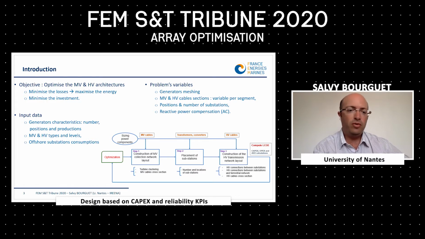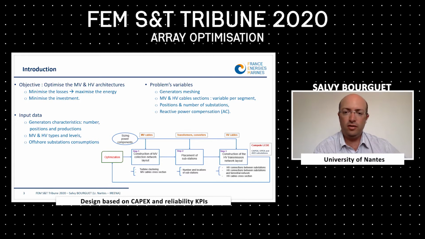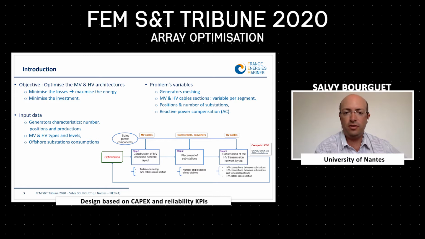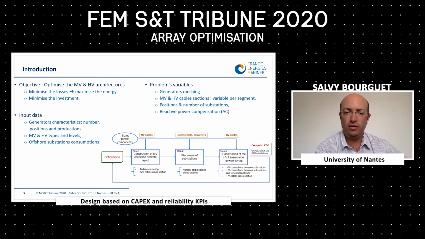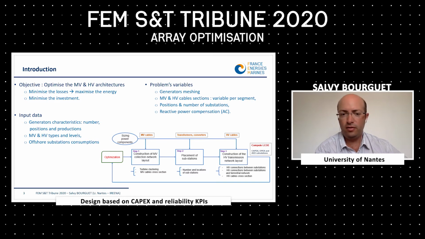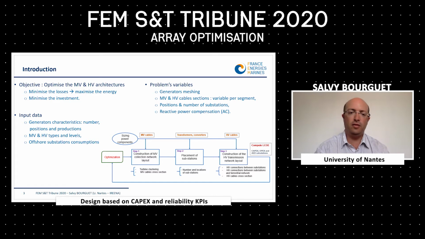The problem variables are the generators meshing, so the distribution network inside, the MV and HV cable sections that could be variable per segment and such distributions, and the positions and the number of the substations and their architecture also, and for AC systems, the reactive power compensation.